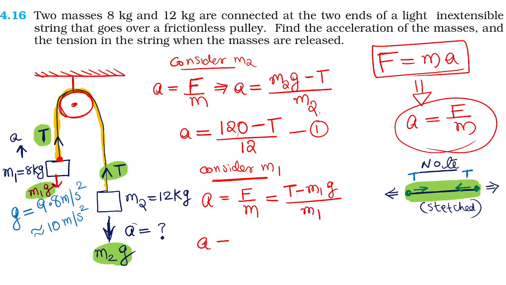So let me write the equation once again. Still tension I don't know. T minus M1G. M1 is 8. Correct? G is approximately 10. So M1G is what? 8 into 10. M1G will be 8 into 10. 80. By M1. M1 is 8. Yes.